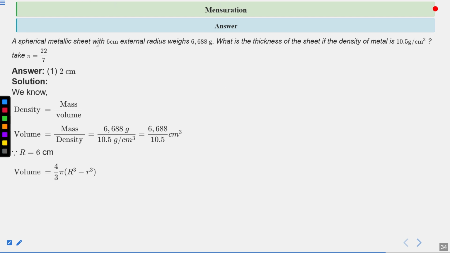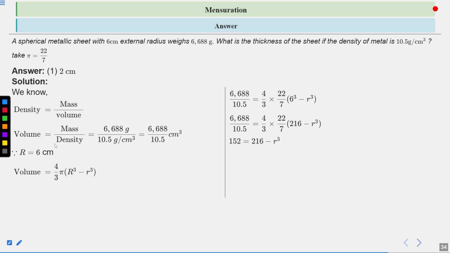Now we use the formula of the volume of the sphere, which is 4 by 3 pi, and there are two radii, inner radius and outer radius. So by using the formula of a hollow metallic sphere, it is 4 by 3 pi, capital R cube minus small r cube. Now we have the volume, which is 6688 upon 10.5, equals 4 by 3 into pi, 22 by 7, into 6 cube minus small r cube. Now when we simplify it, we get 6688 upon 10.5 equals 4 by 3 into 22 by 7 in the bracket 216 minus r cube.